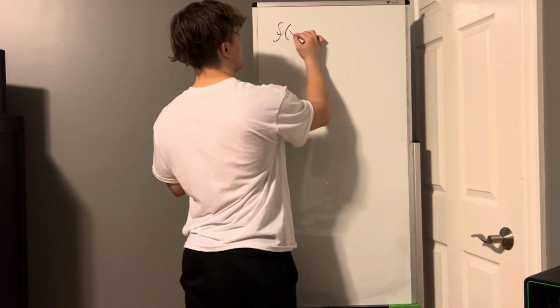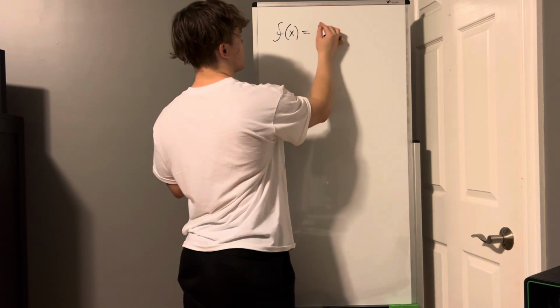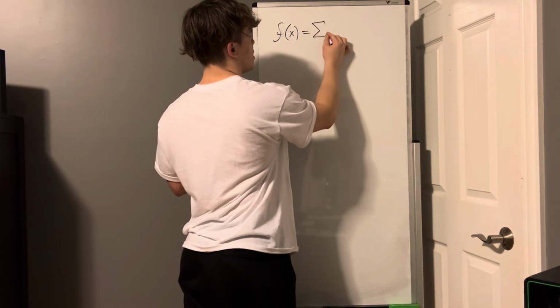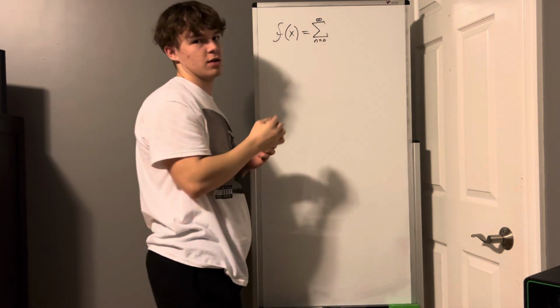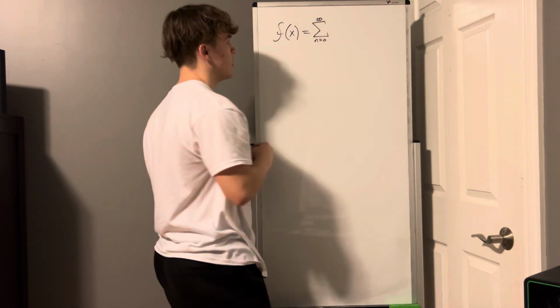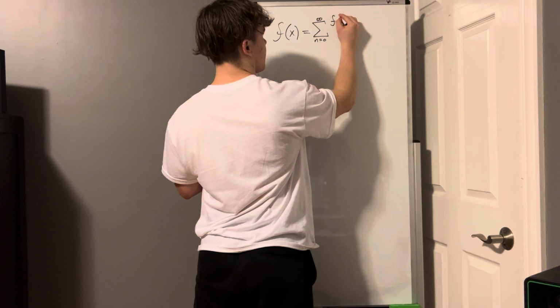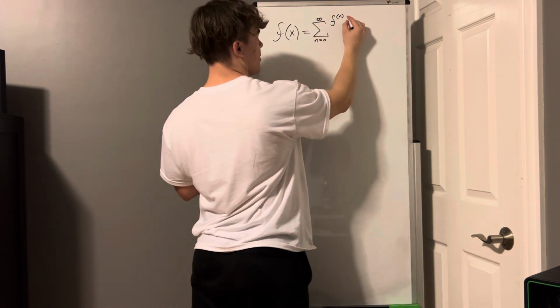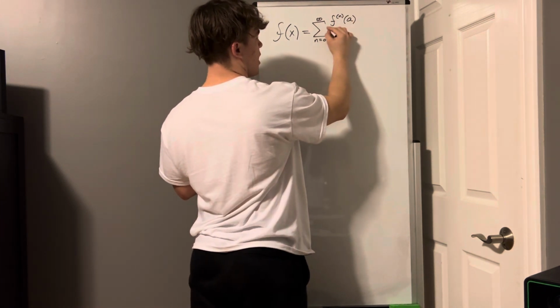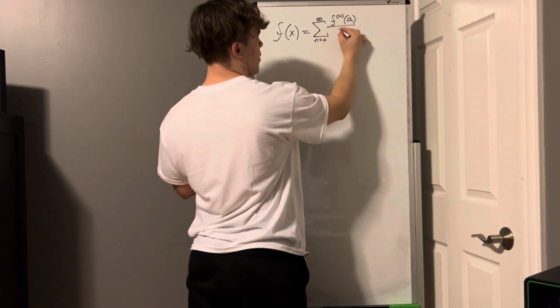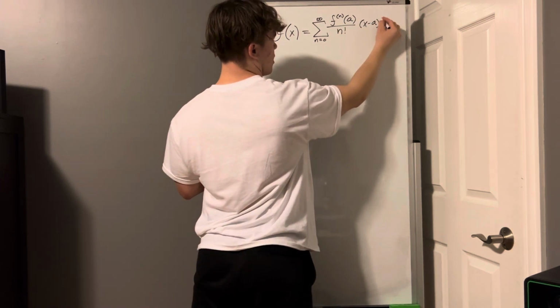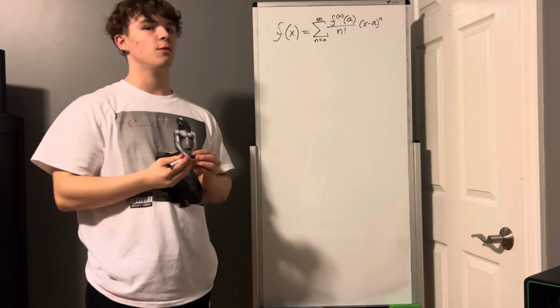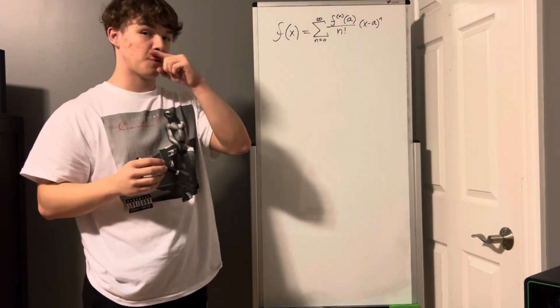So what the Taylor series tells us is that f of x equals the sum from n equals 0 to infinity. Notice this is our series notation of the nth derivative of f evaluated at our point a, divided by n factorial, times x minus a to the n, where a is the point that we want to approximate from.